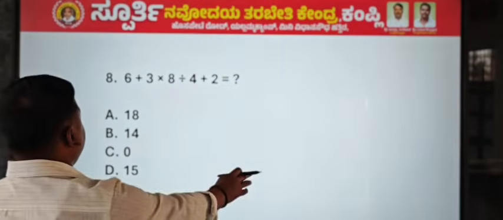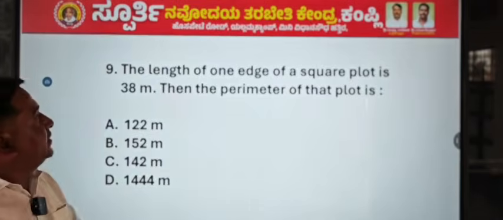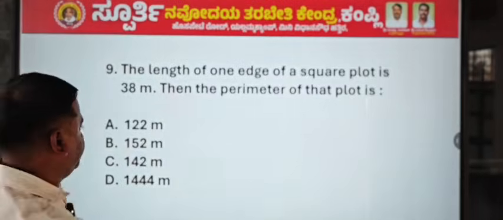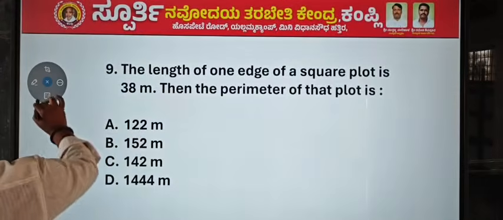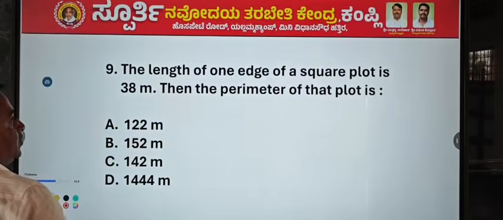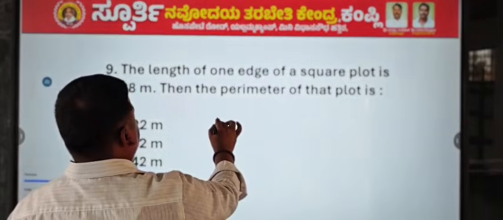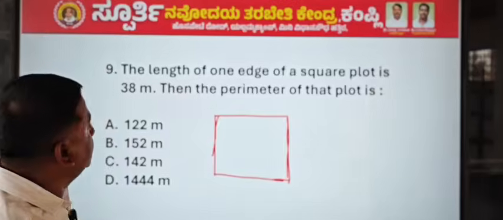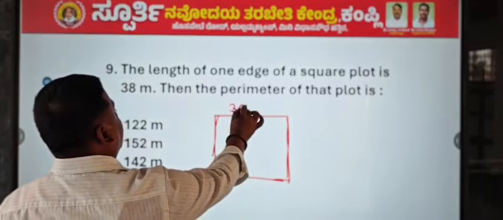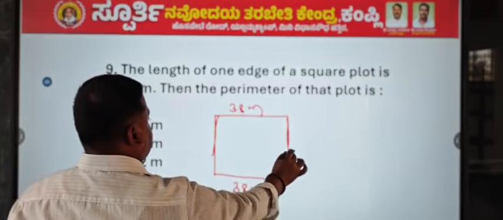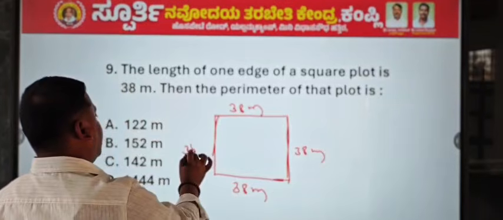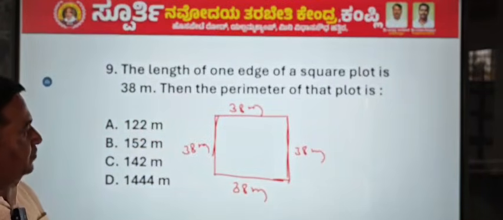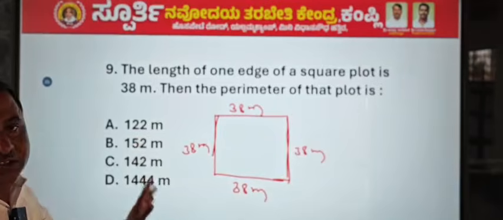Next question. The length of one edge of a square plot is 38 meter. Here a square plot is there. In a square, all sides are equal. The side of the square is 38 meter. It is also 38 meter. Perimeter they are asking. Perimeter means sum of all these sides. Here, how many sides are there? In a square, 4 sides are there.